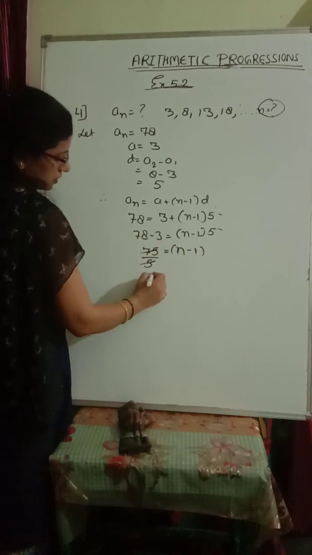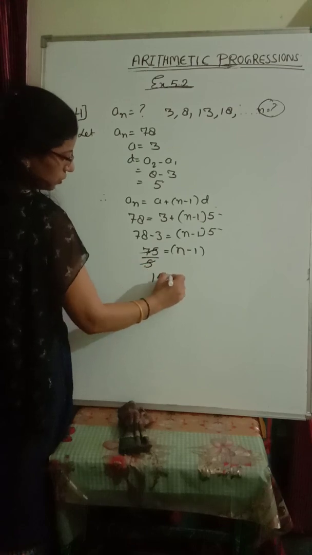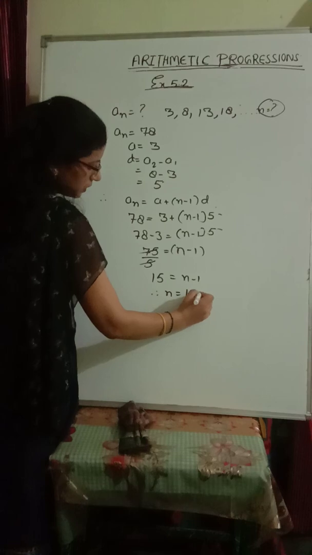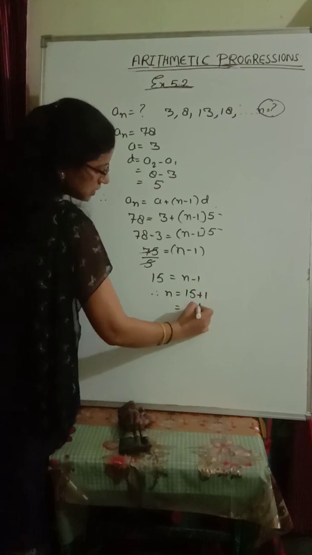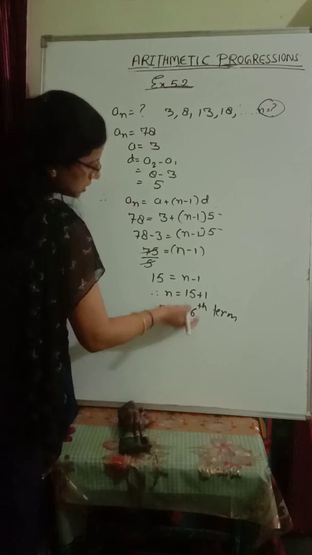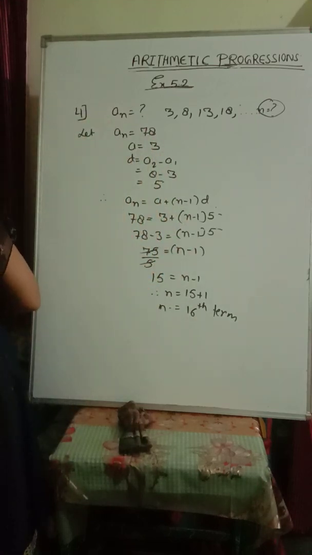So 5 1s are 5, 5 5s are 25, is n minus 1. So therefore n is equal to 15 plus 1, which is 16. So n is equal to 16. So the 16th term is 78.